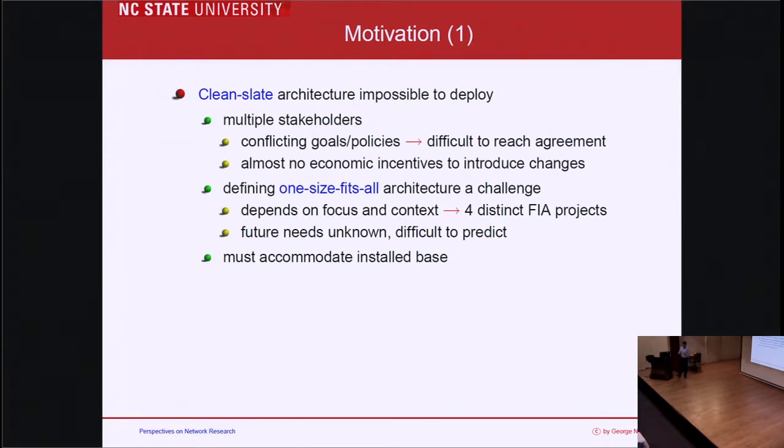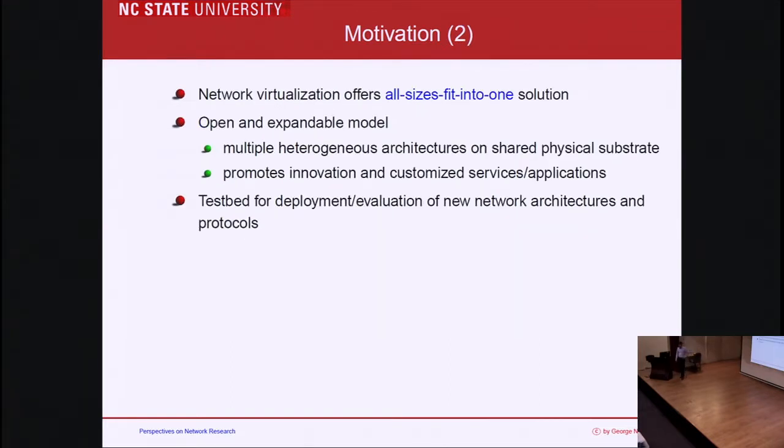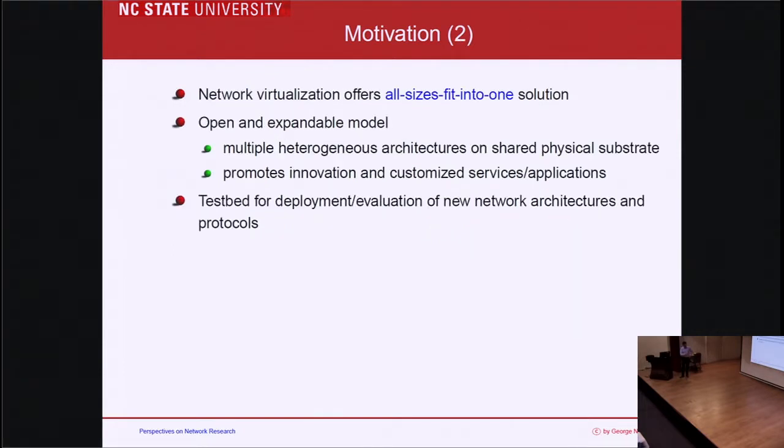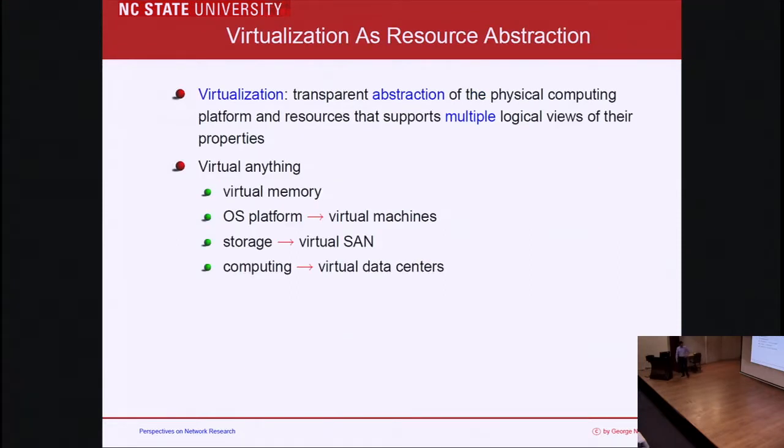So how do we put all this together, okay? One way that we can do that is by network virtualization. Instead of having a one-size-fits-all architecture, what we can have is all sizes fit into one solution, okay? Network virtualization is an open and expandable model that allows multiple heterogeneous architectures to coexist and share the underlying resources, okay?